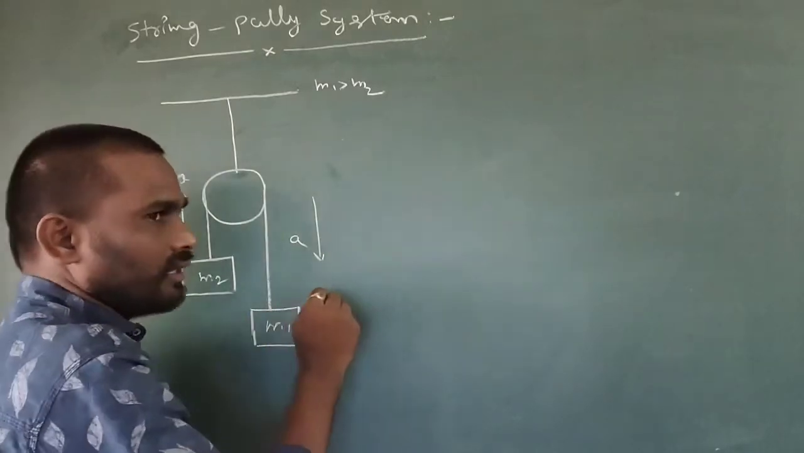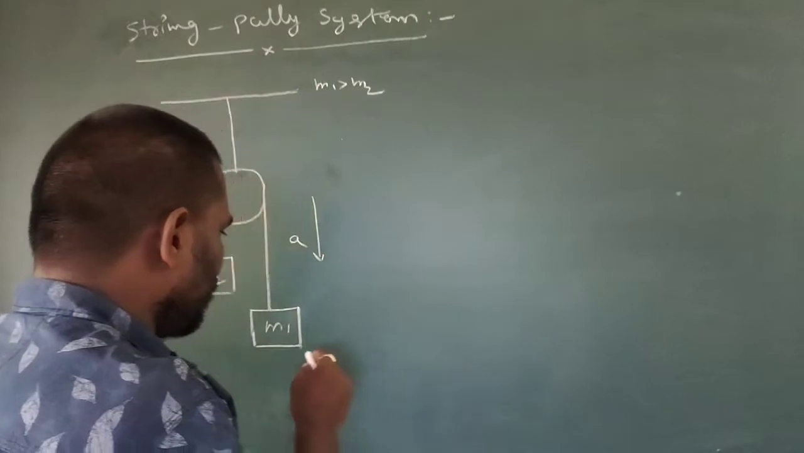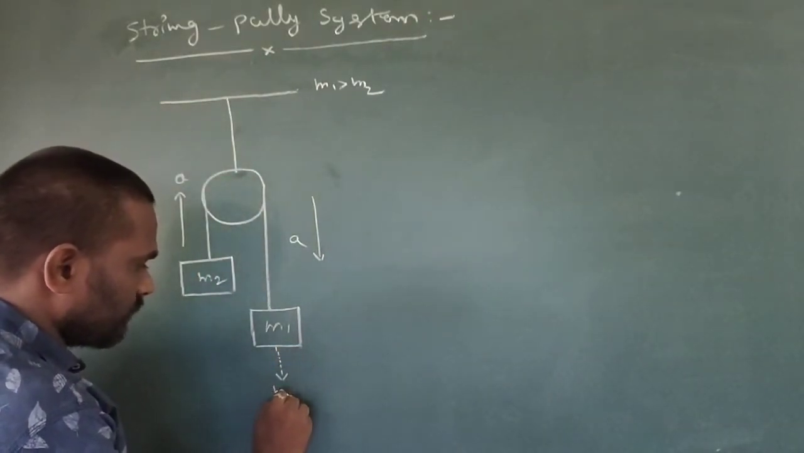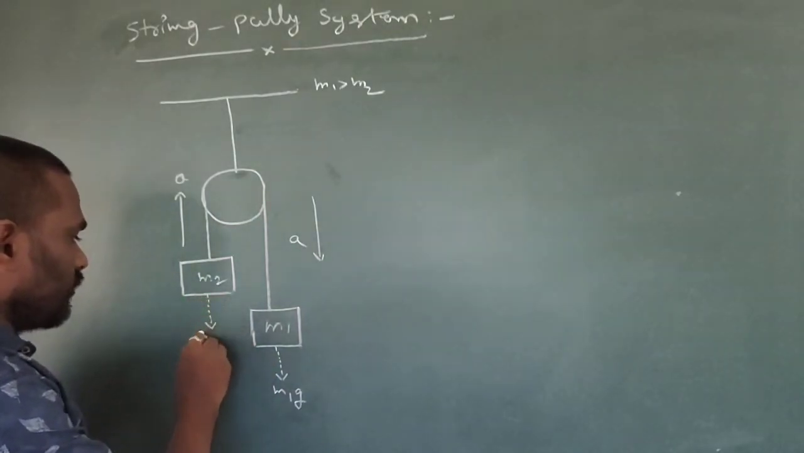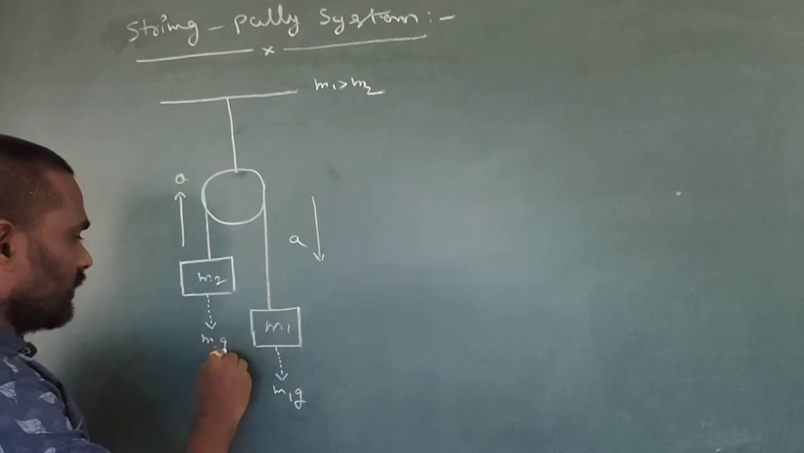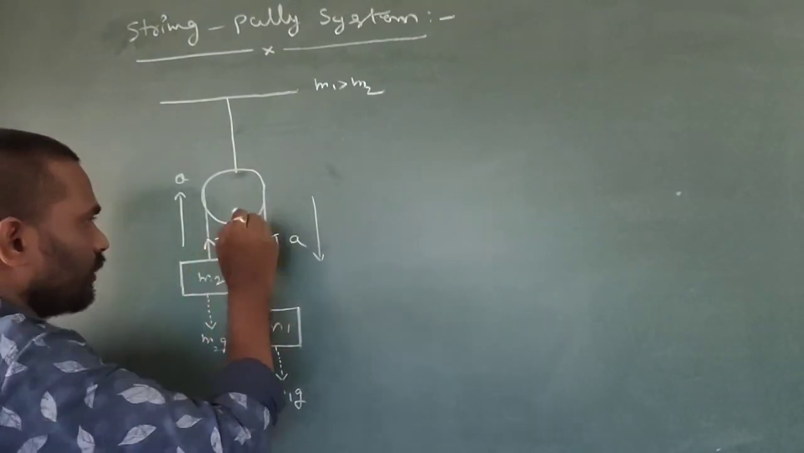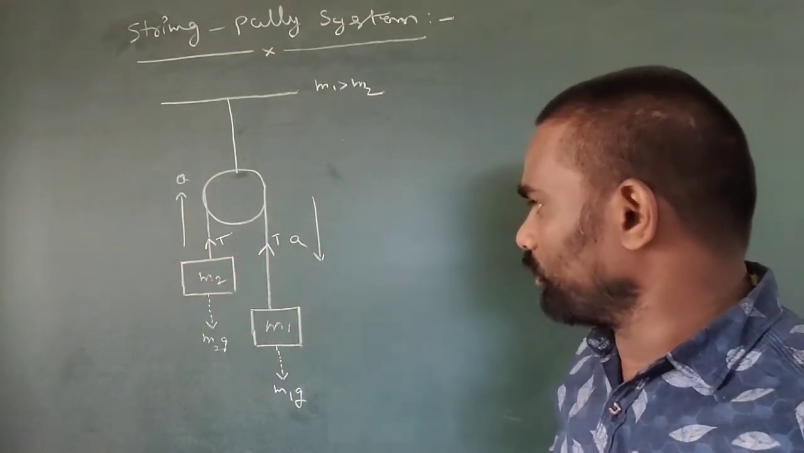Okay, here the weight of the body is always acting in the vertically downward direction, that's why the first body's weight is acting vertically downward, that is m1g. Here m2 body's weight is acting vertically downward, that is m2g. The tension in the string is T, here also T, because the two bodies are connected with the same string, that's why the tension is T only.